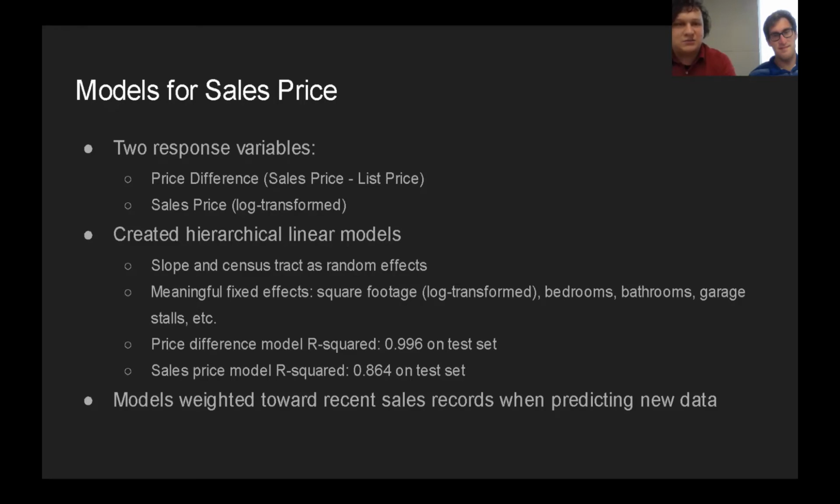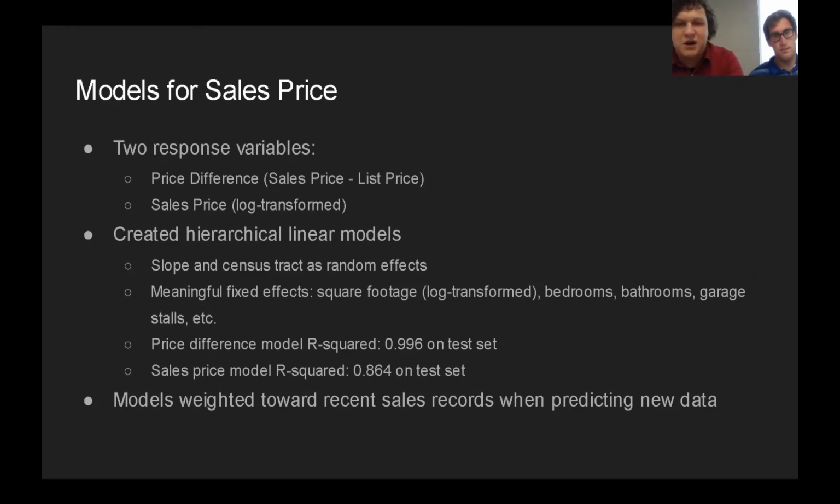And using these, we created hierarchical linear models. We treated slope and census tract as random effects to simulate various submarkets based on census tract. And we included many fixed effects in our model. Most notably, log transformed square footage, number of bedrooms, number of bathrooms, and garage stalls were some of the more meaningful indicators. And we were able to get models that were pretty accurate.